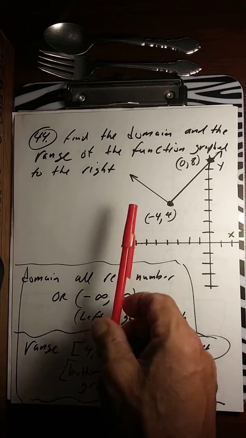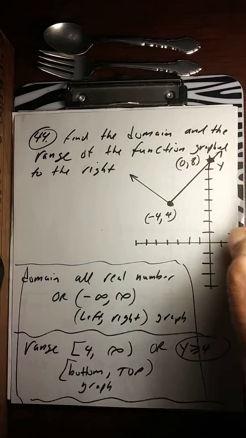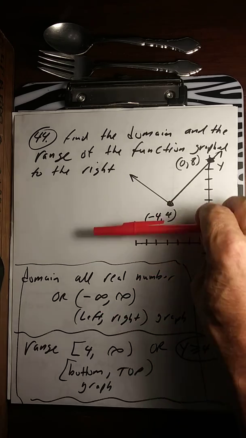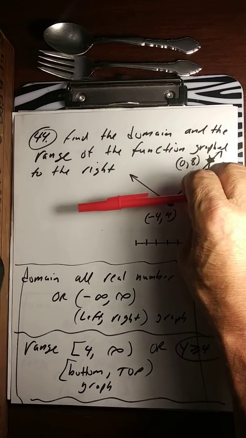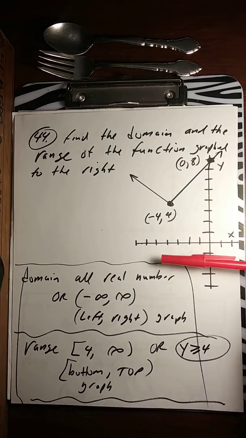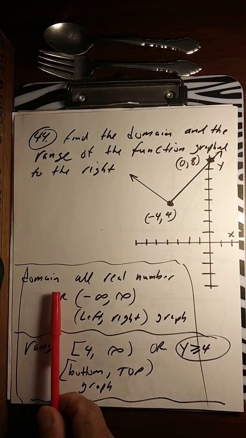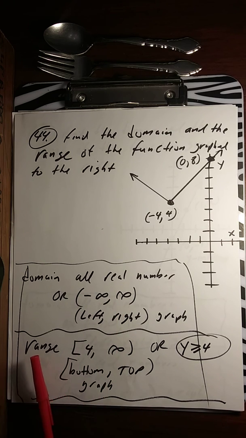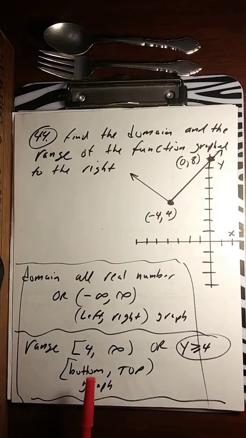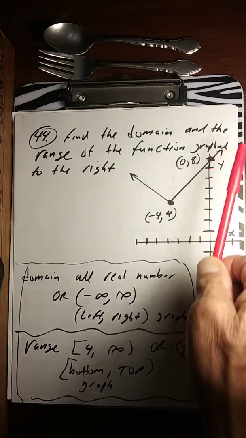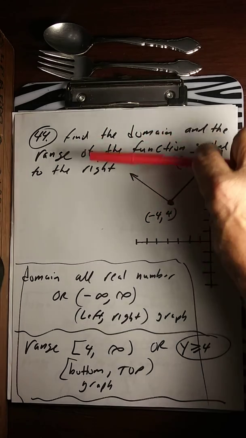Find the domain and range of this. Domain is left and right, so it just goes negative infinity to infinity. What about range? It goes from the bottom. Well, the bottom is right there, 4. It stops right there, and then it goes up. So domain is negative infinity to infinity, and the range is from 4 to infinity. Or y is greater than or equal to 4. That way, it goes up.